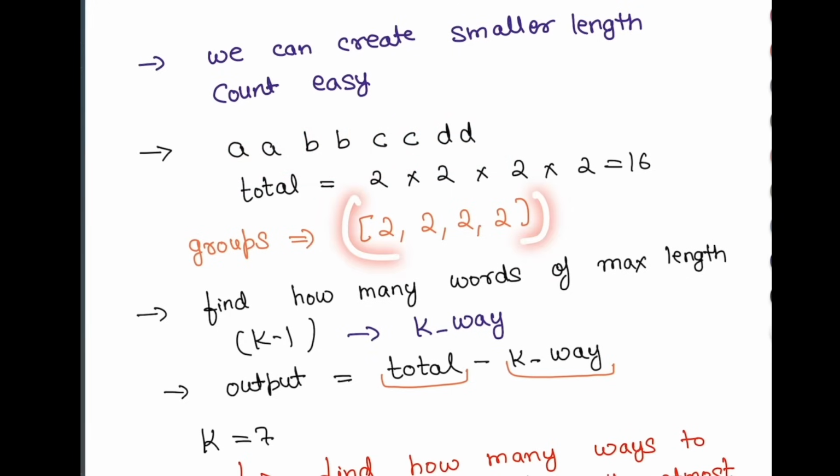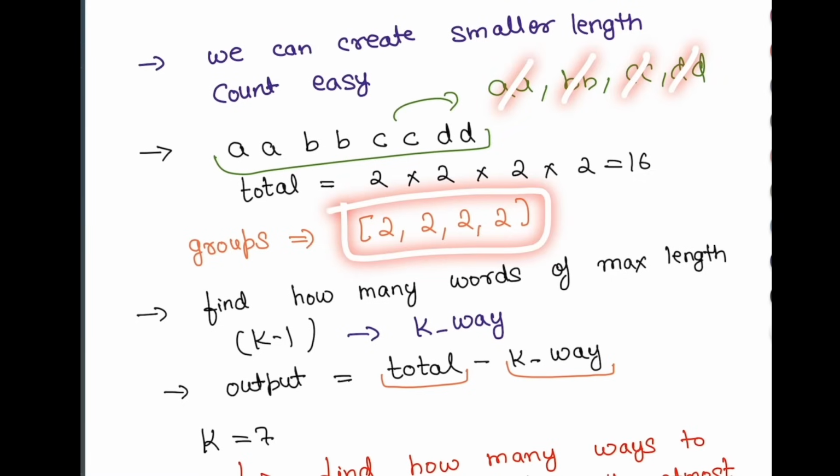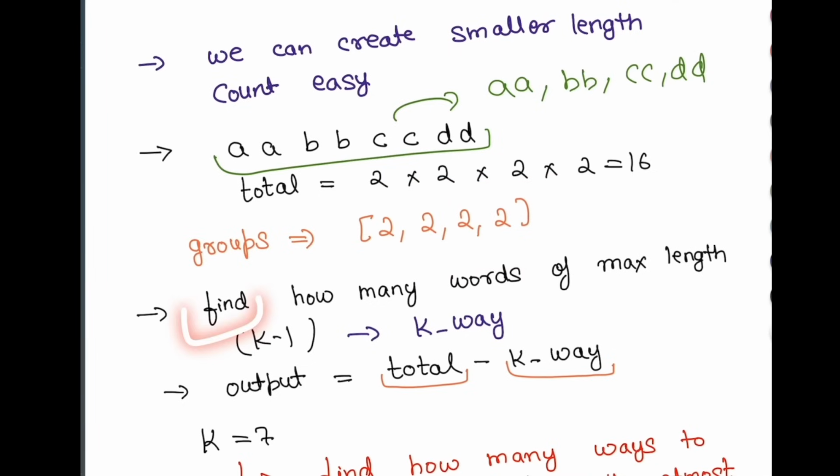So let me create a group of these characters, and basically what I'm trying to do is just separate them, and I say, okay, it is AA, BB, CC, DD. And then I'm trying to store the length of these strings in groups. Now I will try to find how many words of max length k minus 1. That is, if the value of k is 7, how many words can we create of maximum length 6? I know the total number of ways, it is 16, right? I know the output for this particular input as well, it is 5.